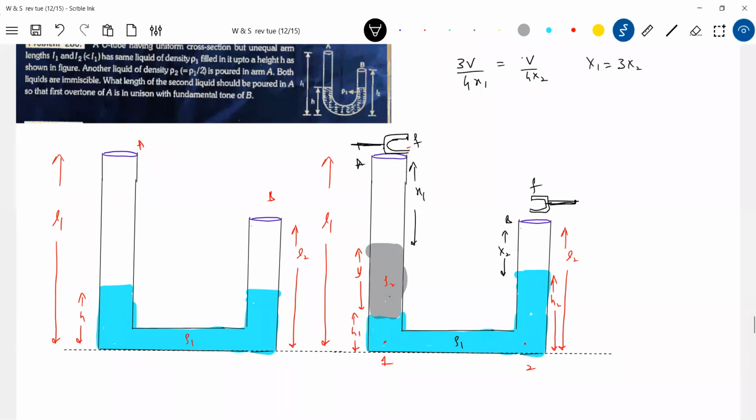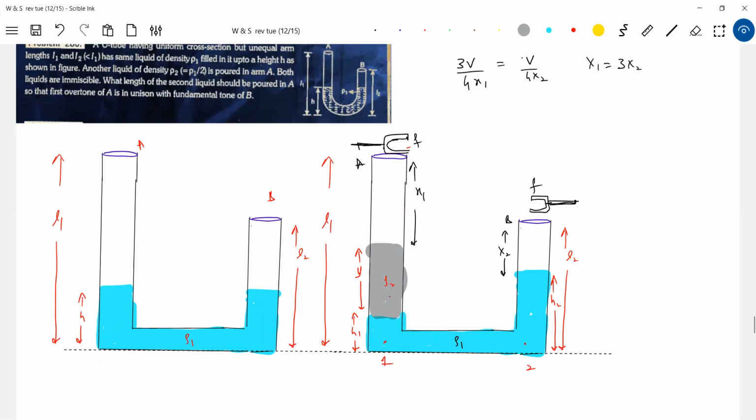Do you agree? From where did I bring this equation? 2n minus 1 v by 4l. What is the length of this air column? It is x1. What is the length of this air column? It is x2. Unison, what do you mean by unison? The same tuning fork. The same tuning fork will produce this particular thing. So the equation, I think this is very important. This belongs to waves and so on. Okay, leave it now.